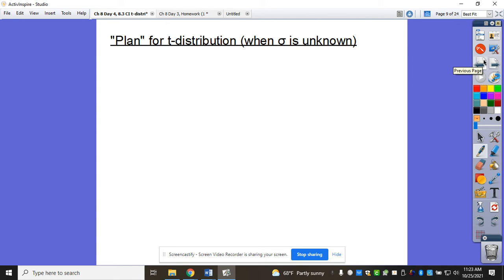Any of what I have on the board, you don't have anything else in your paper. But on your 4-step in front of you, we have included both Z and T. So we don't need to make another one. So, plan for T distribution.